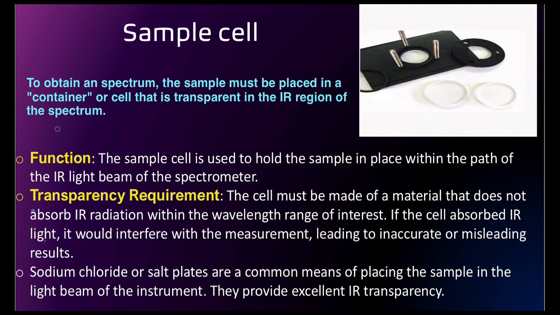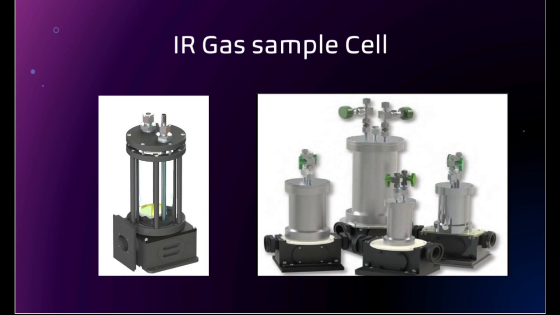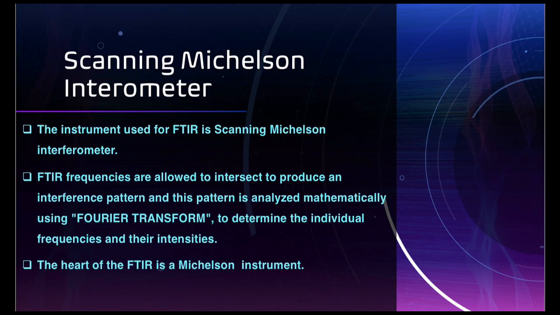Sodium chloride or salt plates are a common means of placing the sample in the light beam of the instrument. They provide excellent IR transparency. IR gas sample cell. The instrument used for FTIR is the scanning Michelson interferometer.